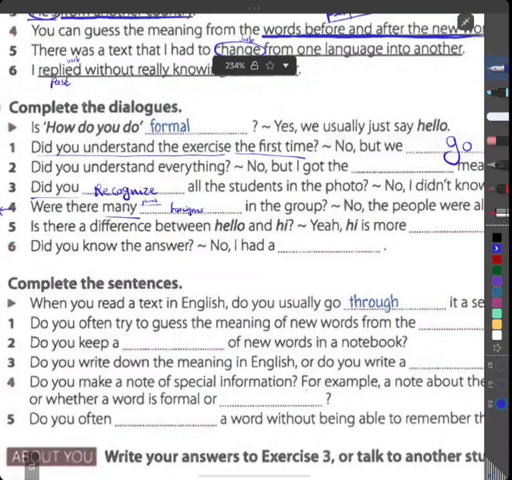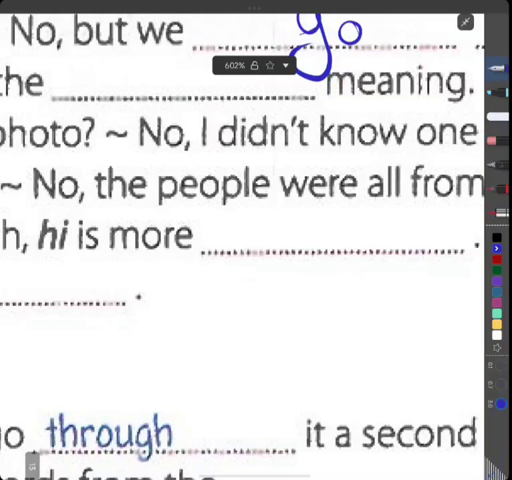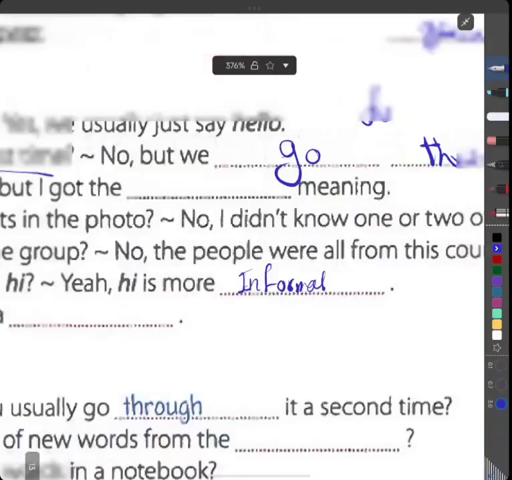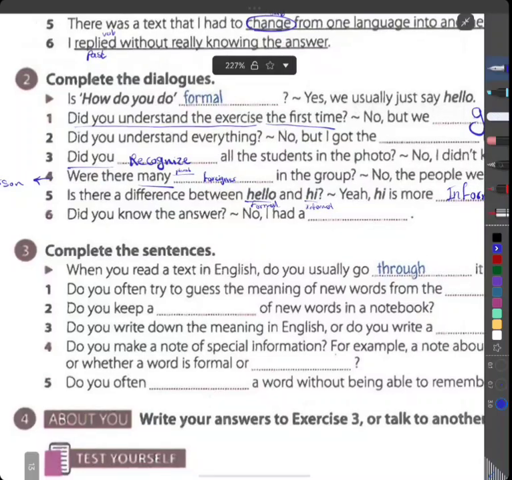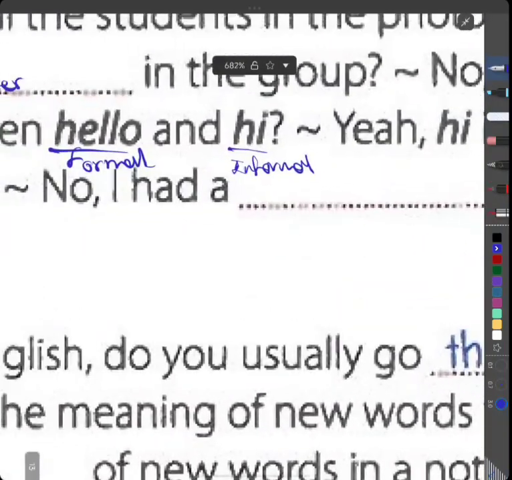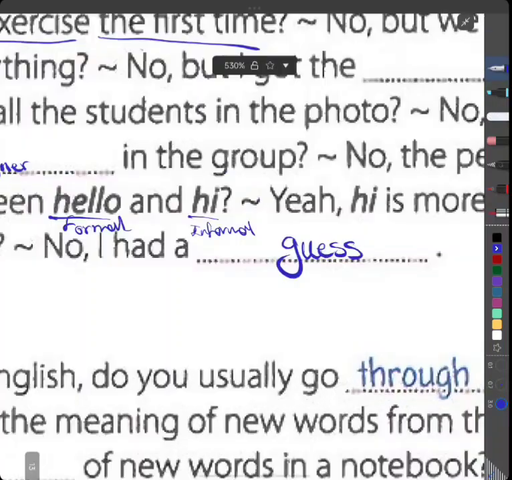Is there a difference between hello and hi? Yeah, hi is more informal. Hello is formal and hi is informal. Did you know the answer? No, I had a guess. I had a guess.